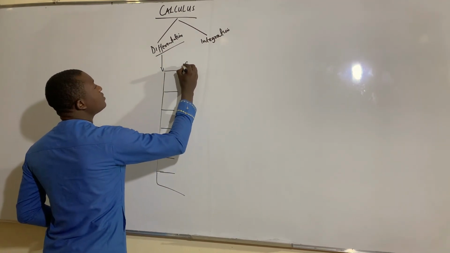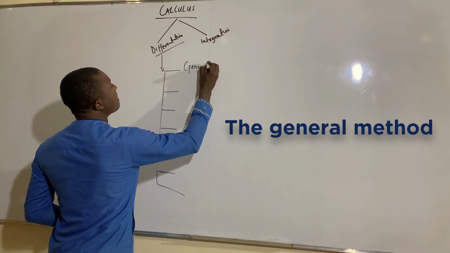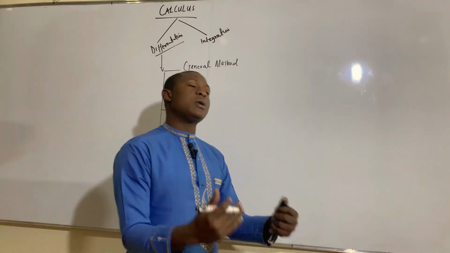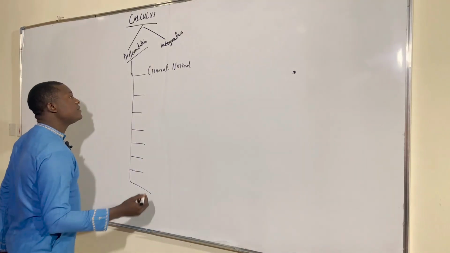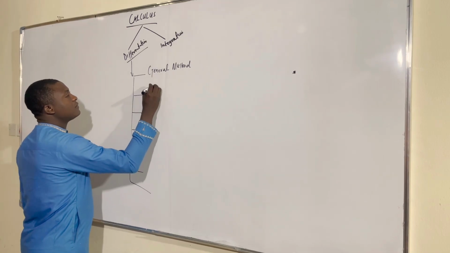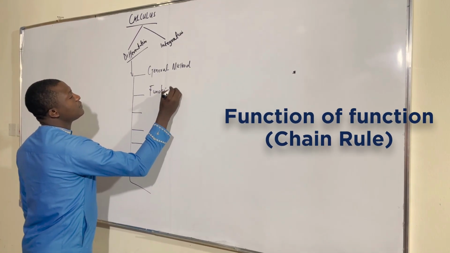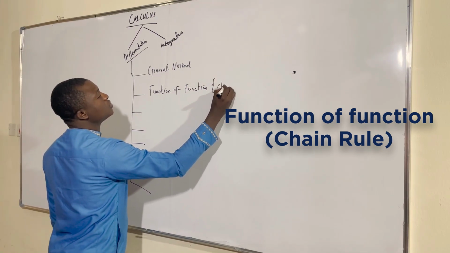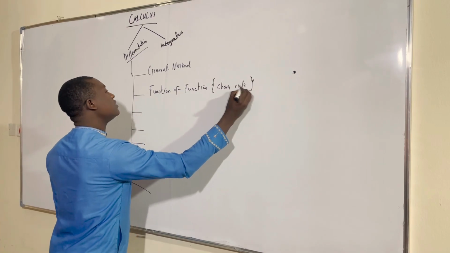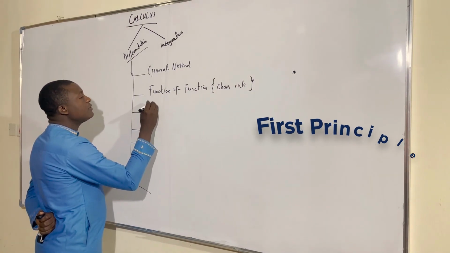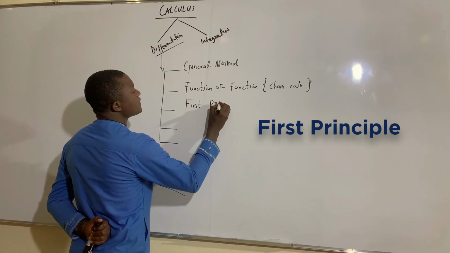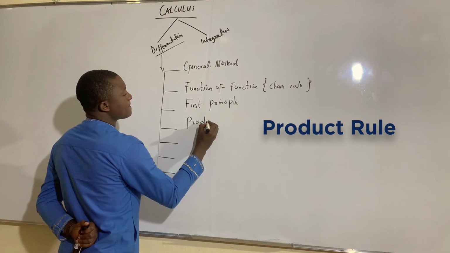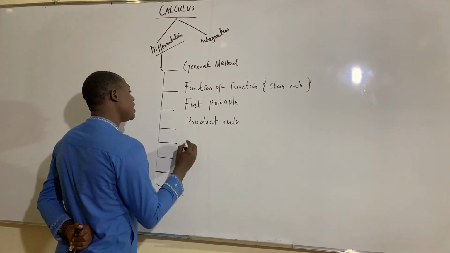The first one, we talk about the general method. This general method is a rule that guides differentiation: how can we differentiate? Then we talk about function of function. The function of a function, in some situations, we call it the chain rule. Then we have first principle. Then apart from first principle, we have the product rule. Then we have the quotient rule.